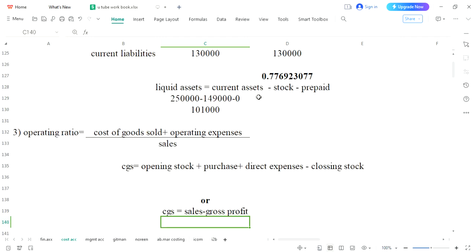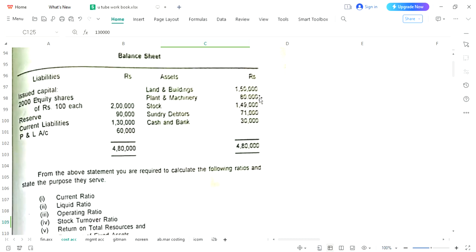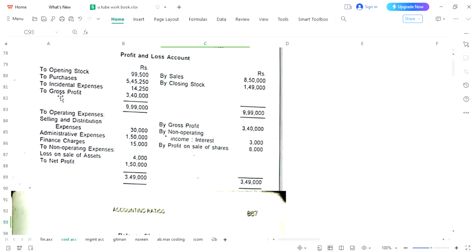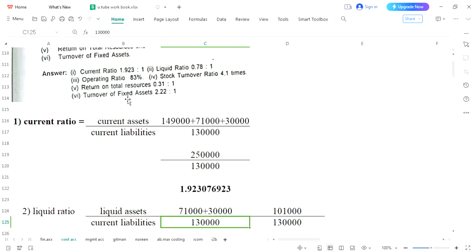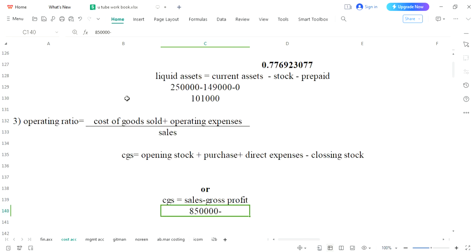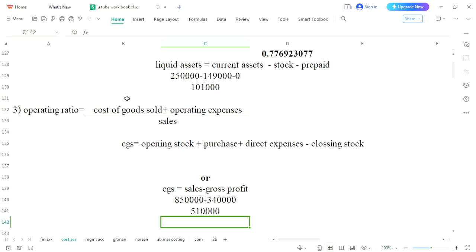So here 8,50,000, and now you need to subtract your gross profit, which is also given. Gross profit 3,40,000. Please note very carefully. Gross profit 3,40,000. So here just write down 340,000. Now we are able to calculate the value of cost of goods sold, which is 5,10,000.